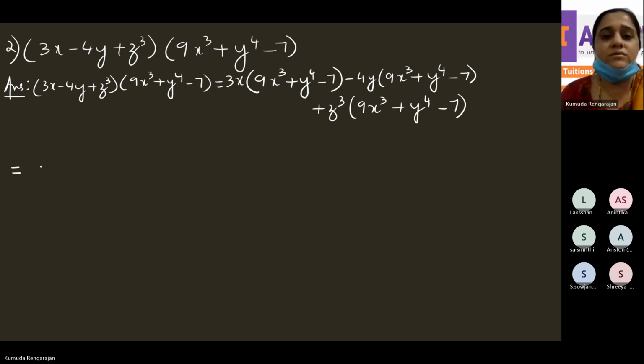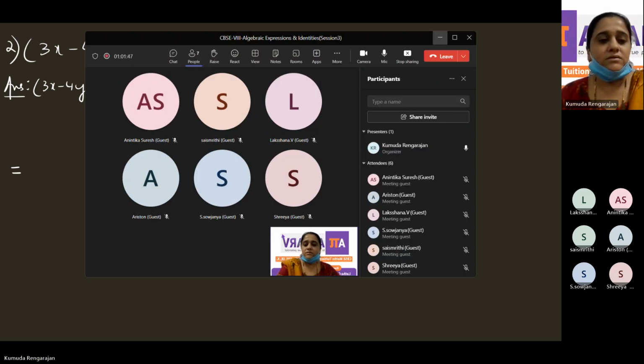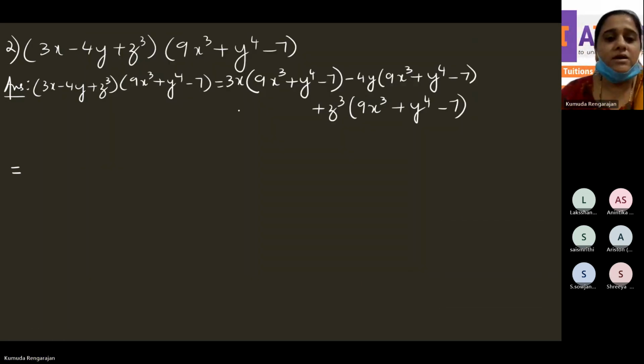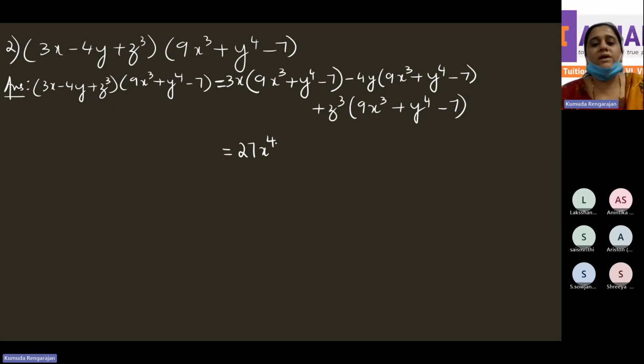So that's equal to... Sai Smriti, are you there? Tell me, Sai Smriti. Tell me the next step. 3x into 9x cube, what's the result? 27x to the power 4. Very good. Plus 27x to the power 4, you multiplied 3x and 9x cube.